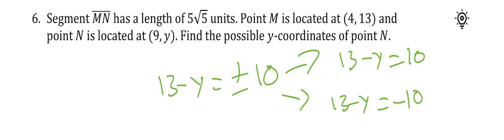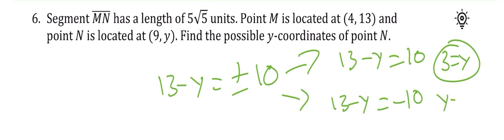Solving that top equation, we'll add y to both sides and subtract 10 to get 3 equals y. On the bottom, we'll add y to both sides and then add 10 to both sides to get y equals 23. And those are our two answers.